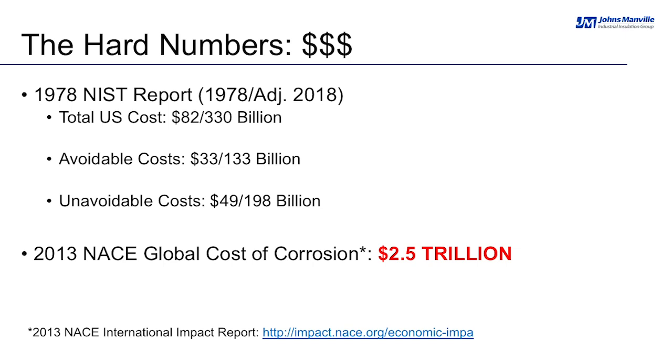The avoidable costs in 1978 were $33 billion. Today, $133 billion. The unavoidable costs, $49 billion in 1978. Today, $198 billion. Those are significant numbers. But let's look at this other document. In 2013, NACE came out with the global cost of corrosion, and they indicated that it is about $2.5 trillion. I think the numbers speak by themselves here. These are the reasons why we need to worry about corrosion and why we're having this webinar.